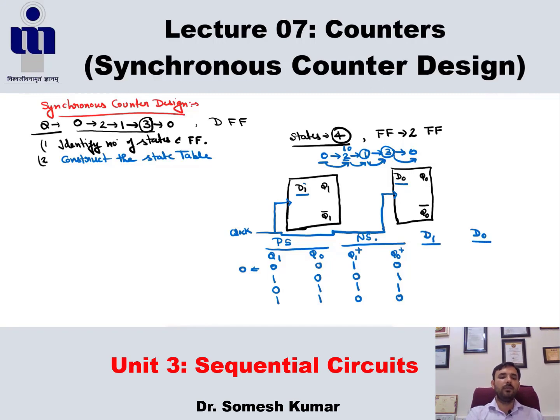Can anyone tell me how to find this D1 and the D0? This D1 and the D0 can be found with the help of the excitation table of D flip-flop. You know the excitation table? I already told you about the excitation table. In the excitation table, we have to find out the inputs D1 with the help of the Qn and the Qn plus 1, with the help of present state and the next state.